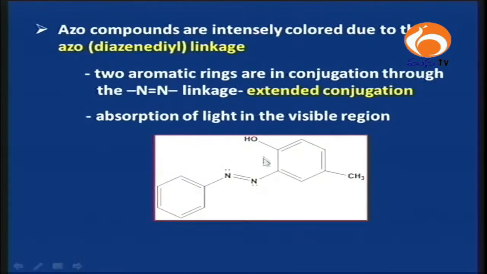Already I have explained that the azo compounds are having a characteristic color. This is due to the fact that the two aromatic ring systems are in conjugation through this N double bond N. That means the conjugation is extended beyond this particular system into this system through the N double bond N. Because of this extended conjugation, they will absorb the light in the visible region. Therefore, they will exhibit the characteristic color.